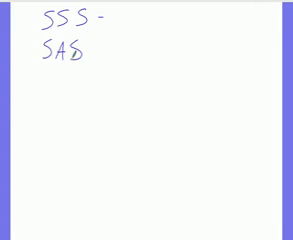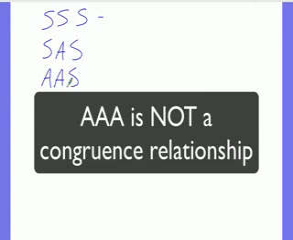AAS. AAS is what? Angle, angle, side. Okay. Now, what's the 4th one? That's a good guess, but that is actually not one. Angle, angle, angle, and let's talk about that real quick.